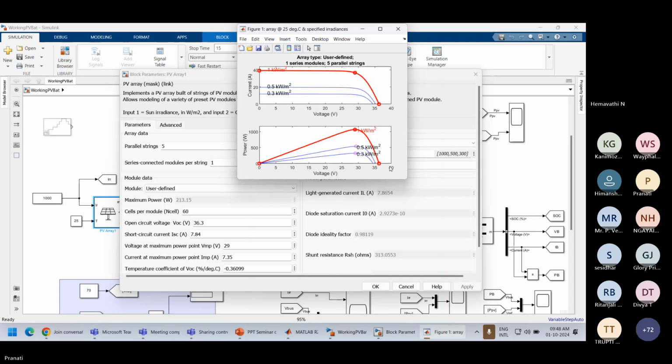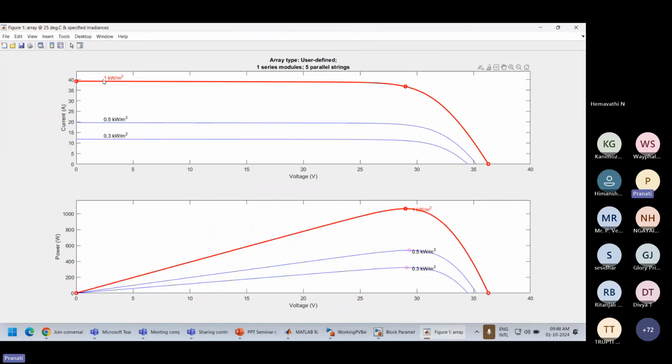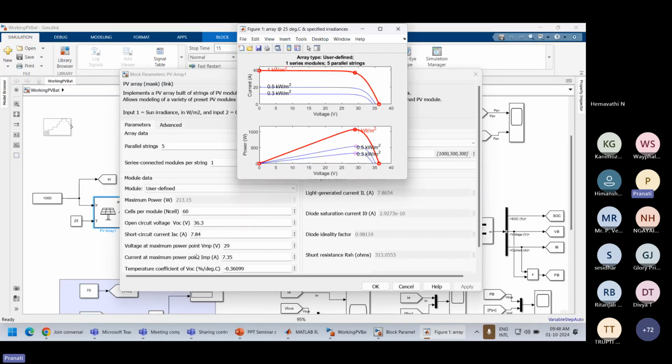See, at different irradiances, it is 1000 watt per meter square, this is 500 watt per meter square, and this is 300 watt per meter square. Similarly, this is the voltage and power curve, and this is the voltage and current curve. In the voltage and power curve at 1000 watt per meter square, the X-axis represents voltage. It means at the maximum power point, voltage is 29 volt. Same we can see from this graph: at the maximum power point, voltage is 29 volt.